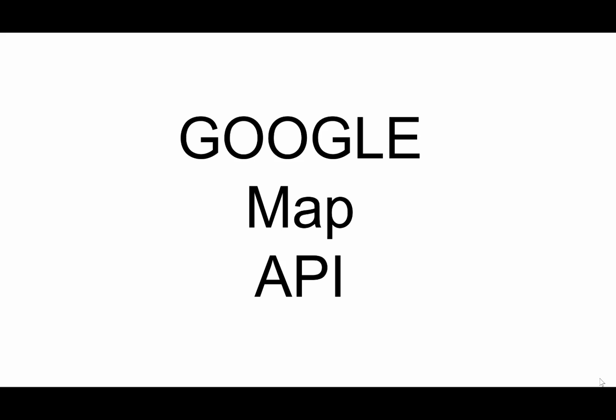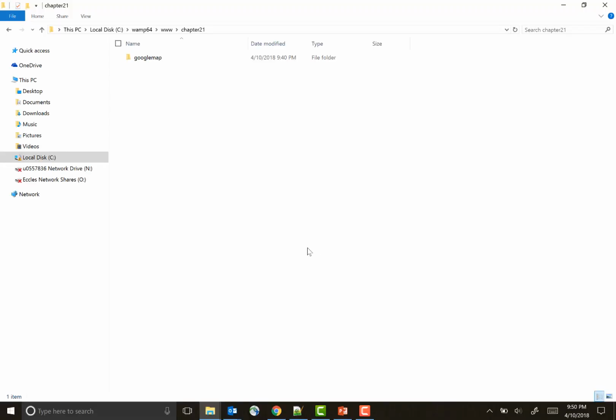Hi, welcome to a special lecture on how to use Google Map API to insert a Google Map into your application. In this lab, we will be using jQuery to add Google Map into our application. Surprisingly, adding Google Map to a web application is pretty straightforward using Google API and jQuery.